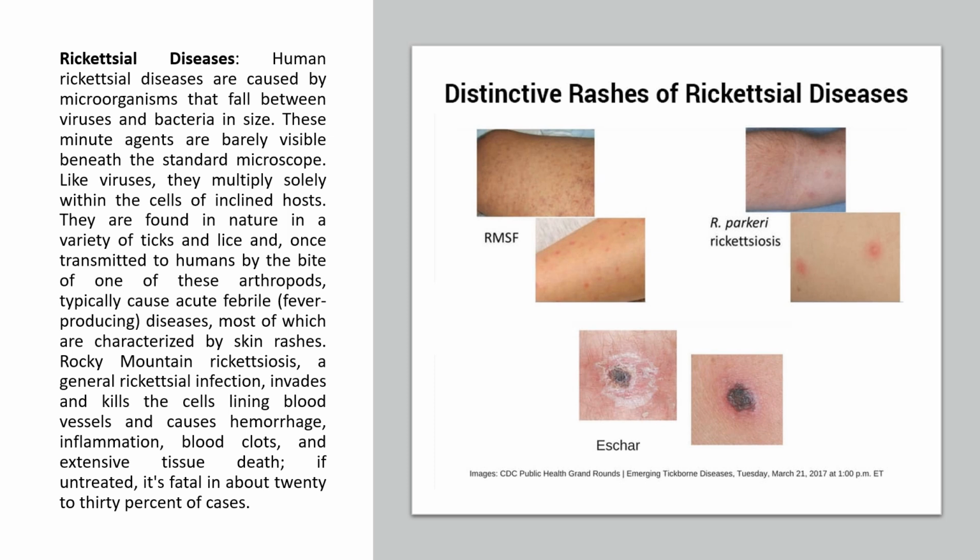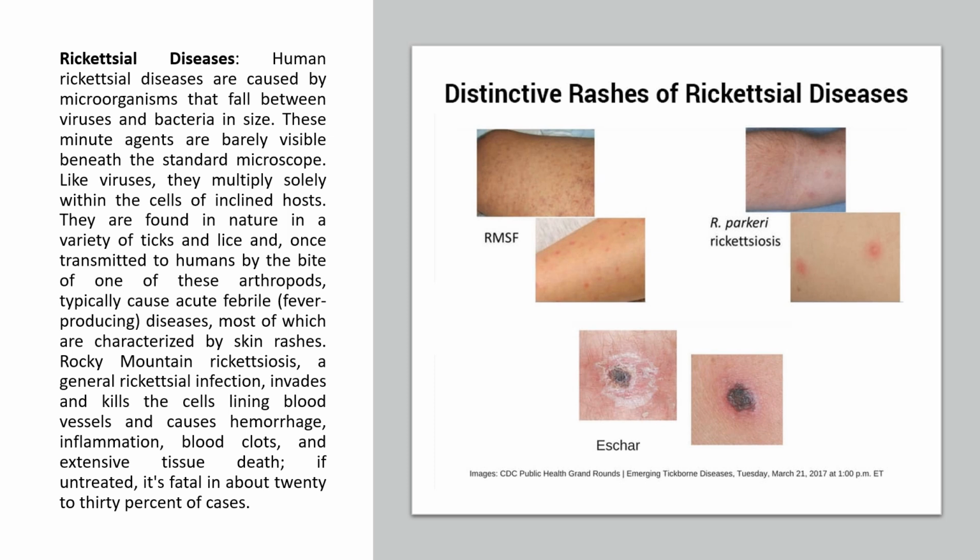Rickettsial diseases. Human rickettsial diseases are caused by microorganisms that fall between viruses and bacteria in size. These minute agents are barely visible beneath the standard microscope. Like viruses, they multiply solely within the cells of susceptible hosts. They are found in nature in a variety of ticks and lice, and once transmitted to humans by the bite of one of these arthropods, they typically cause acute febrile diseases, most of which are characterized by skin rashes.